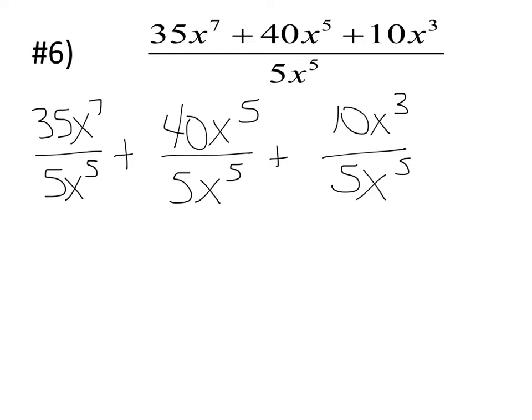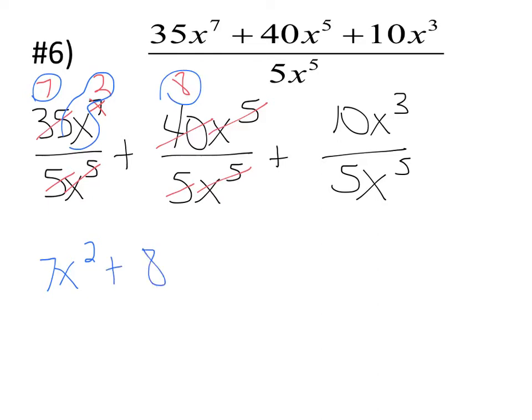Okay, so let's see what cancels. 35 over 5 is 7. 5 x's down here cancel all but 2 x's up here. So I'm left with 7x squared. 40 divided by 5 is 8, and the x to the 5ths actually cancel. So it becomes plus 8. 10 divided by 5 is 2. 3 of these is going to cancel all but 2 of these. So you're left with plus 2 over x squared.